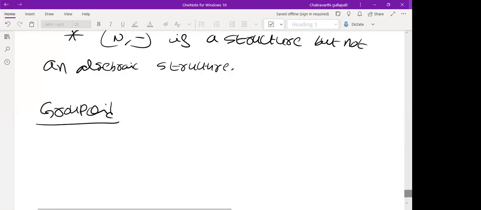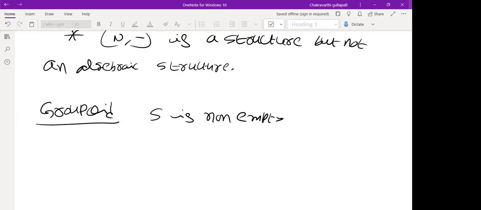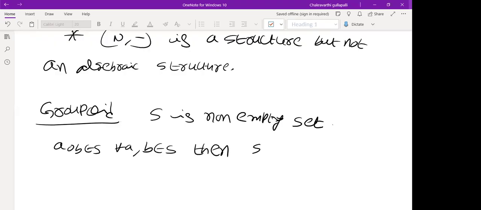If only the closure axiom is satisfied, then it is called a groupoid. What is a groupoid? If S is any non-empty set, and a circle b belongs to S for all a comma b belonging to S, then S comma circle is called a groupoid.